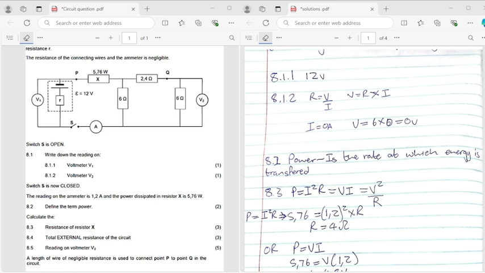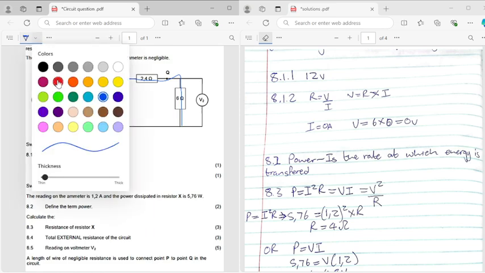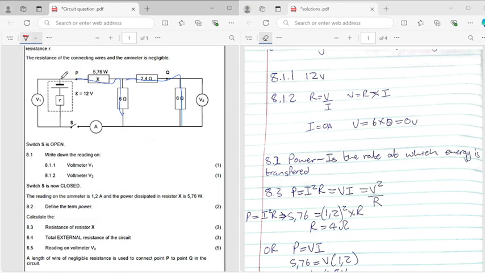For 8.1.1, we have to write down the reading on voltmeter V1. So now let's look at our circuit. When switch S is open, there is no current flowing in this direction. There won't be any current flowing in any of those wires, which means V1 will only be reading the voltage here. Let me mark it in red. So V1 is just reading the voltage around the battery.